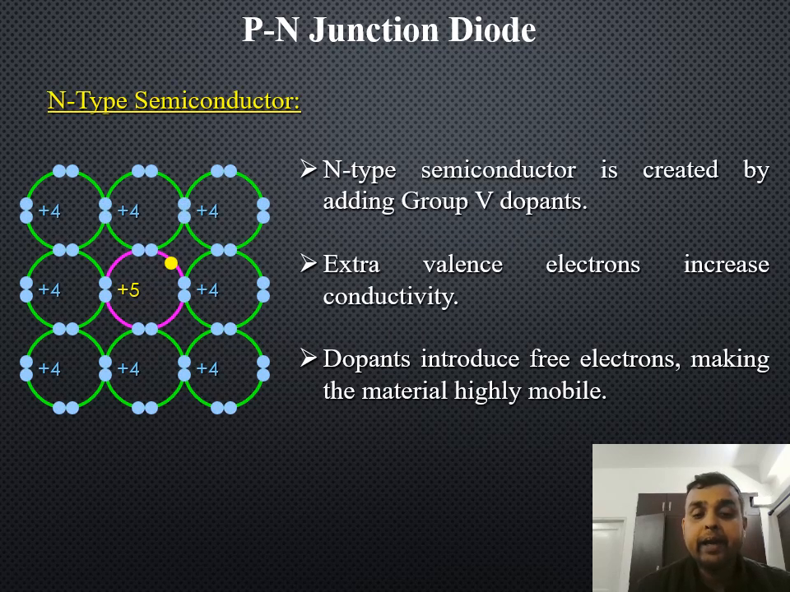Now, an N-type semiconductor is formed by doping a pure silicon crystal with a group 5 element such as phosphorus. It introduces extra electrons, making them the majority carriers. As a result, its conductivity increases due to these free moving electrons.